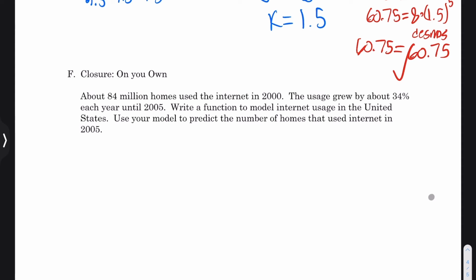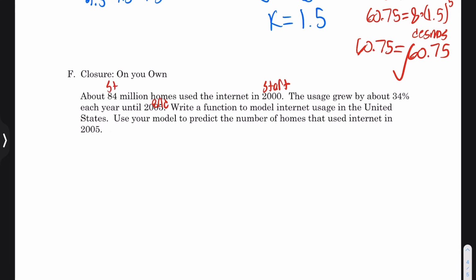And here's how I would solve it. They gave us 84 million in 2000. We're going to grow by 34% until 2005. They want an equation, and then they want us to figure out what the actual number is in 2005. So this means we start in 2000, and then we end in 2005, which means the x from the start to the end is going to change by 5.